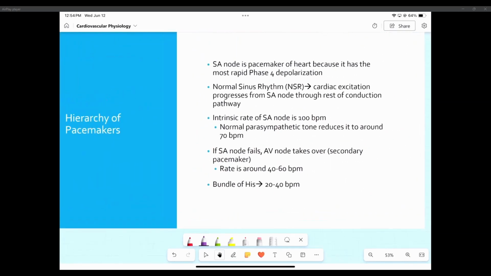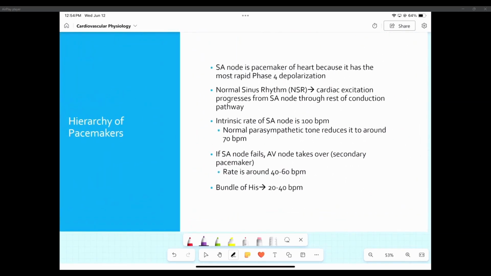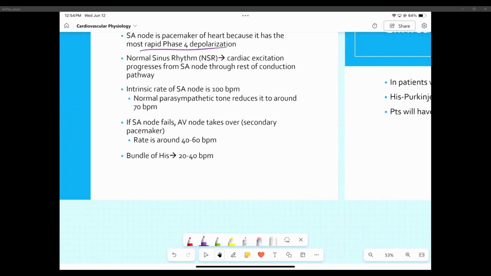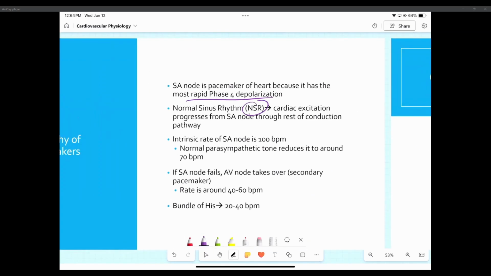Okay, so this is the hierarchy of pacemakers. The SA node is the pacemaker because it has the most rapid depolarization. It controls the entire heart rate. So normal sinus rhythm goes from the SA node through the rest of the conduction pathway.